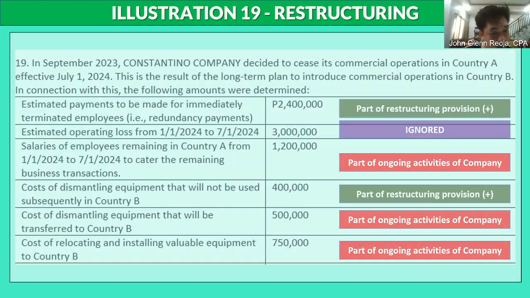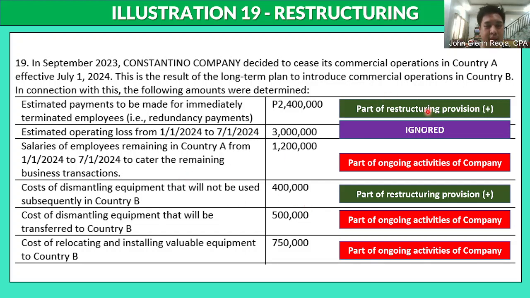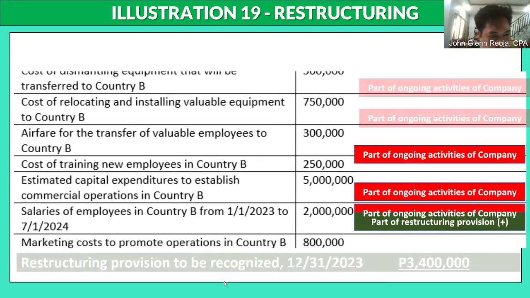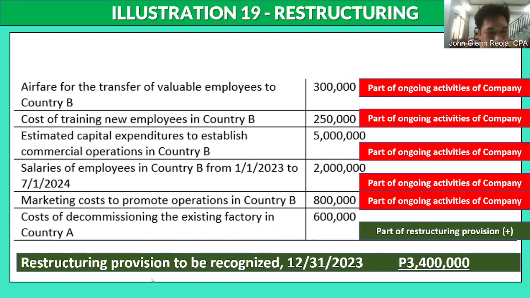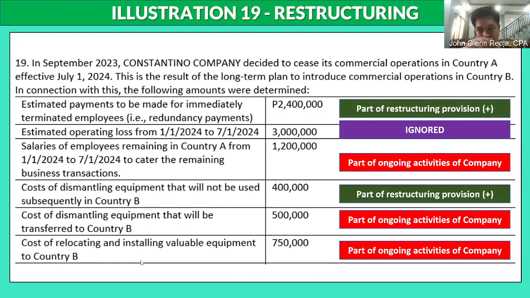So, for computation, example ng computation, lumabas na yung answers. So, yung question dito is, how much should be the recognition to be recognized? So, in September 2023, Constantine company decided to cease to terminate its commercial operation in country A, effective July 1, 2024. So, as a result of the long-term plan to introduce commercial operations in country B. So, magta-transfer sila to country B. So, in connection with this, the following amounts were determined.